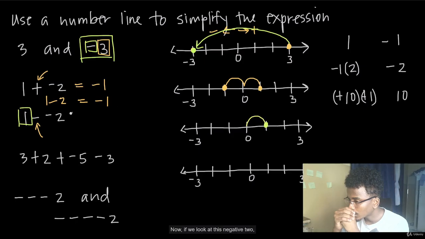Now if we look at this -2, this -2 would tell us move to the left 2 units. But the negative sign in the middle says go in the opposite direction. So don't move to the left, move to the right. So if we start at this point where we were, and now we move to the right 2 units, we get 1, 2, and we end up at 3. So we can say this is equal to 3.